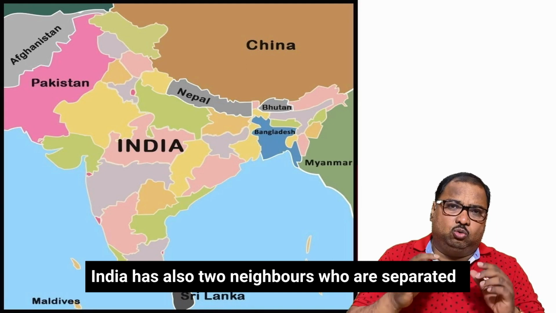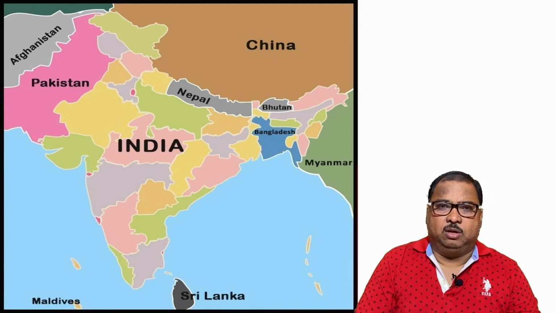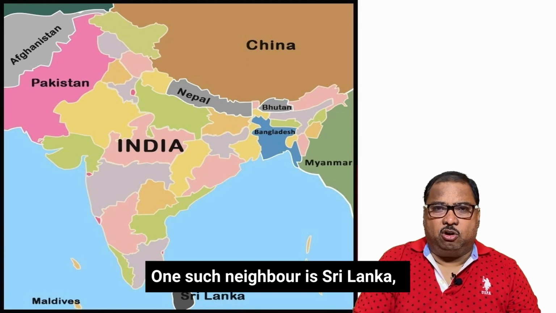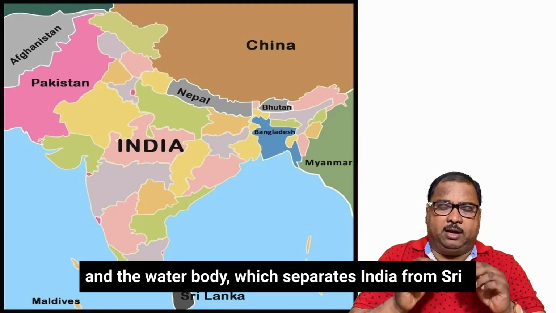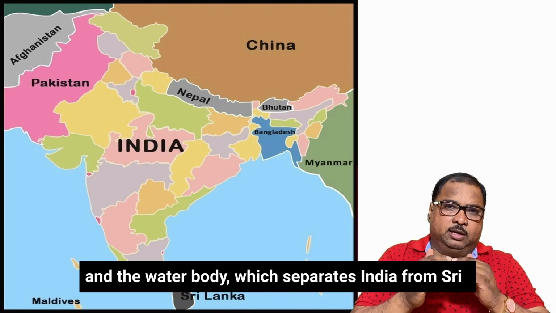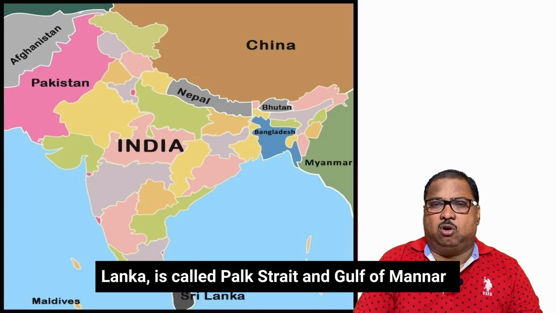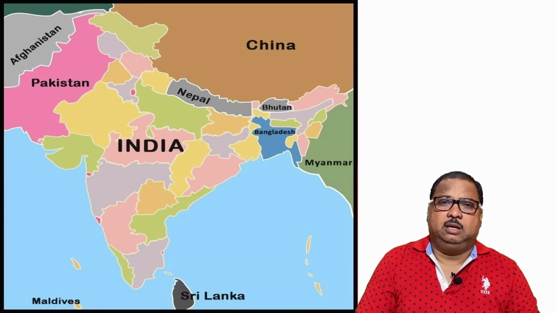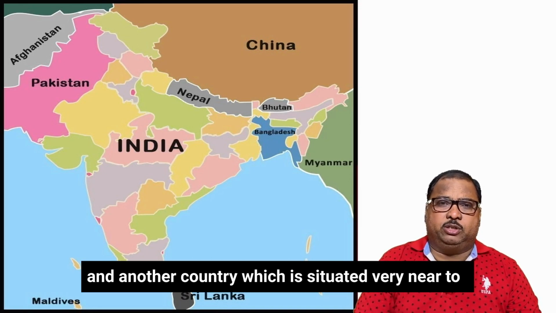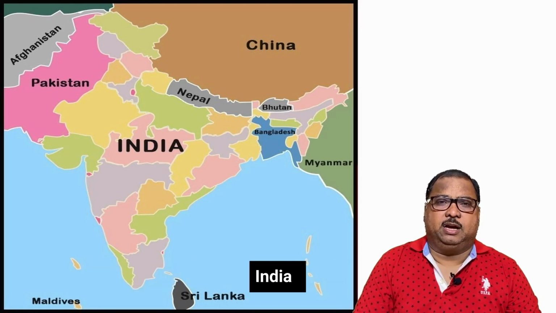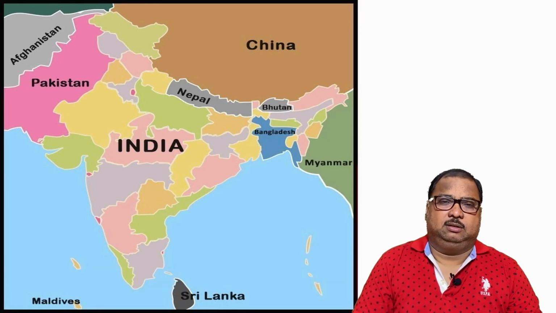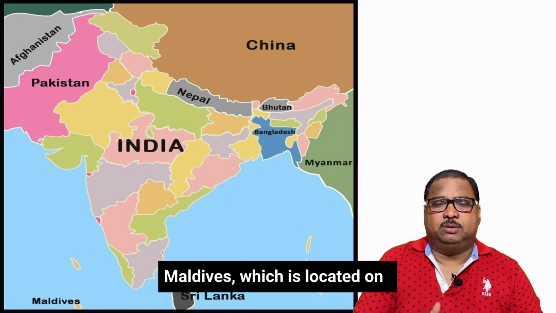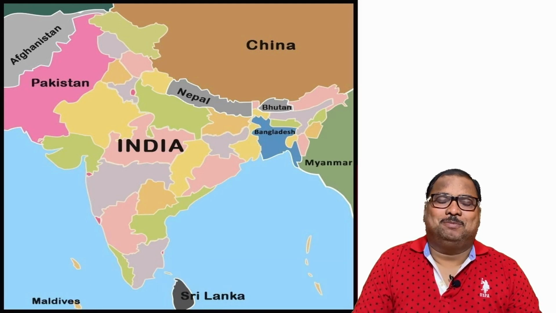India has also 2 neighbors who are separated by water bodies. One such neighbor is Sri Lanka, and the water body which separates India from Sri Lanka is called Pak Strait and Gulf of Mannar. And another country which is situated very near to India, that is Maldives, which is located on the Arabian Sea.